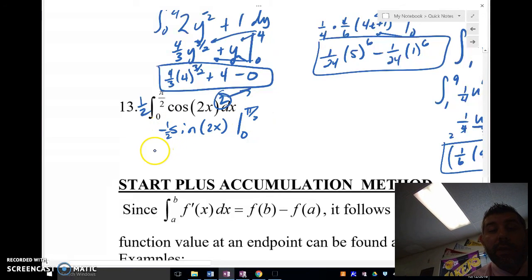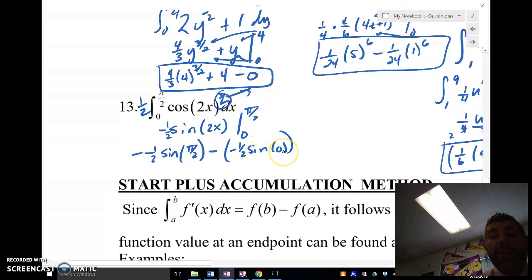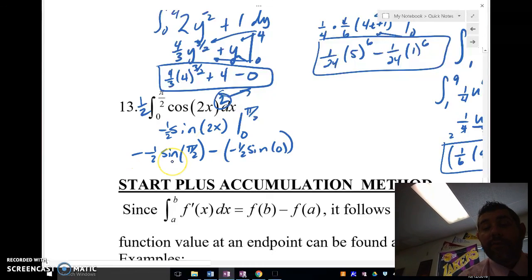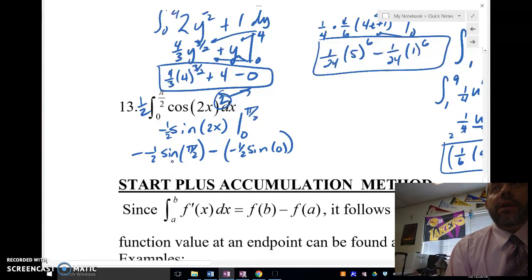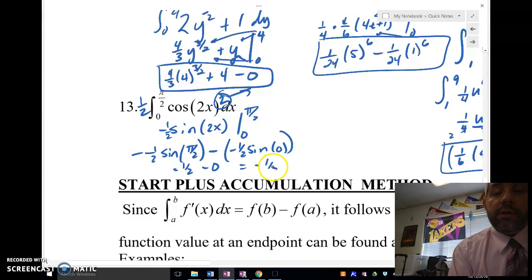1/2. Okay, so then I'm going to get 1/2 sine of pi over 2 minus 1/2 sine of 0. Okay, I could leave that like this, or I can simplify it. Sine of pi over 2 is going to be 1, so 1/2. Sine of 0 is 0, so I'm going to end up with 1/2.